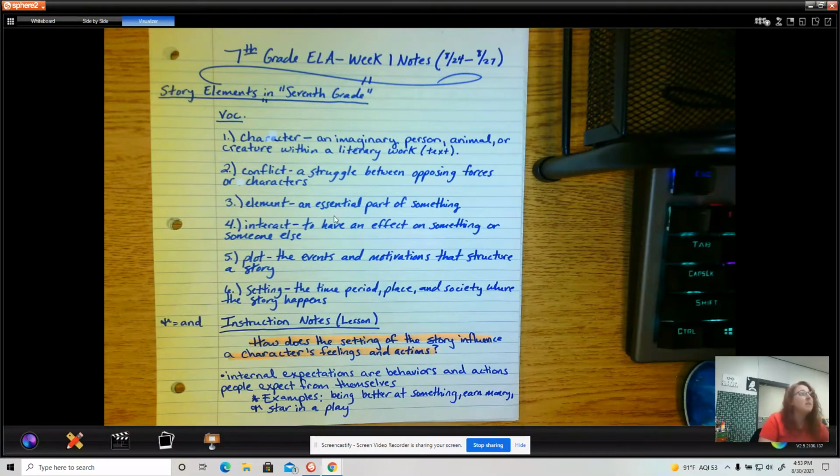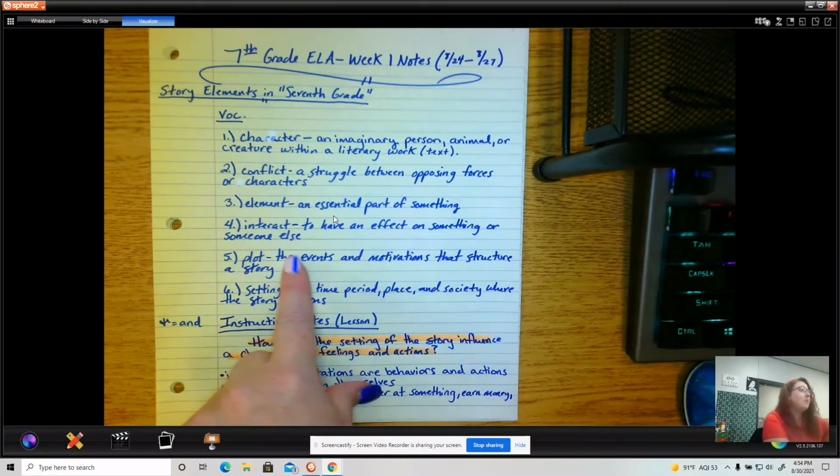Then you have element. You're going to hear that word a lot. Element is an essential part of something. We have elements in all kinds of things in reading. Interact, because we're starting with a story and we're talking about story elements, characters are constantly interacting, especially when they're dealing with a problem. So interact is to have an effect on something or someone else. Plot, the events and motivations that structure a story. Setting, the time, period, place, and society where the story happens.